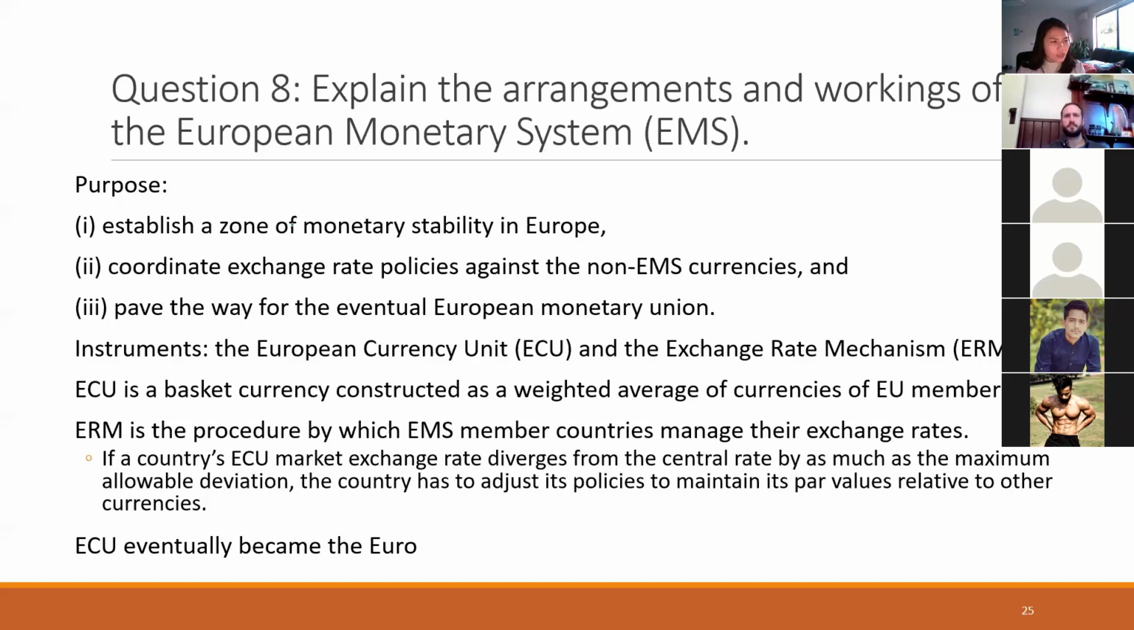Okay. So eventually the European currency unit evolved into the euro. Instead of having a basket of weighted average currencies, they just decided to have one currency for all member countries, which eliminates a lot of inconvenience and a lot of uncertainty in terms of exchange rates. So this was before the euro in 1999, I think.